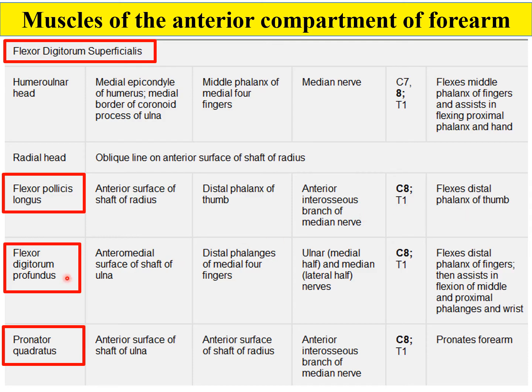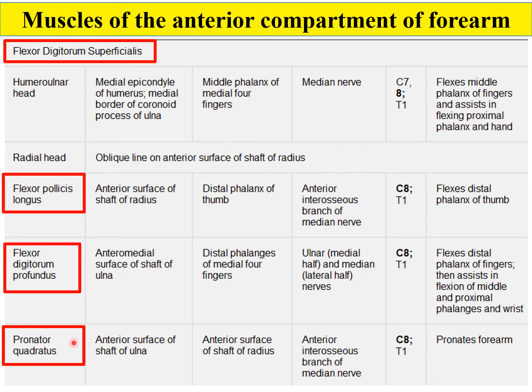Flexor digitorum profundus, which is just like superficialis, originates from the anterior medial surface of the shaft of the ulna, going toward the distal phalanx of the medial four fingers. Here it has a variation. Its medial half, or medial two slips, are supplied by the ulnar nerve, and the lateral two slips are supplied by the median nerve. It flexes the distal phalanx of the fingers and assists flexion of the middle and proximal phalanges.